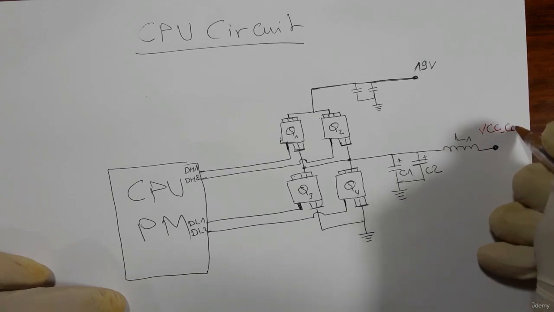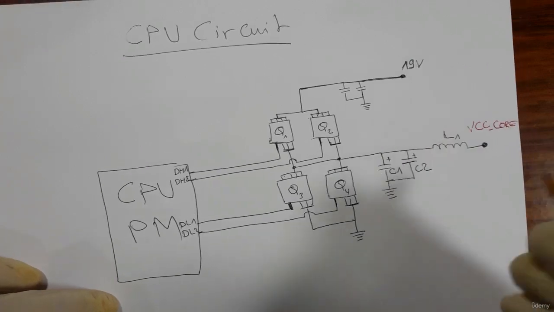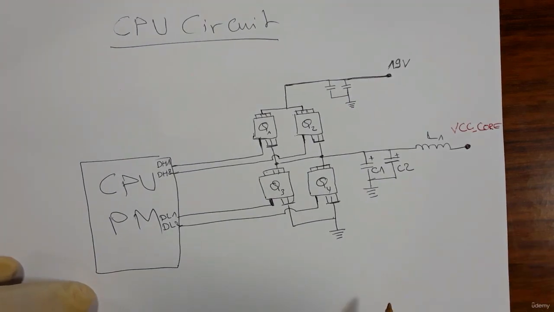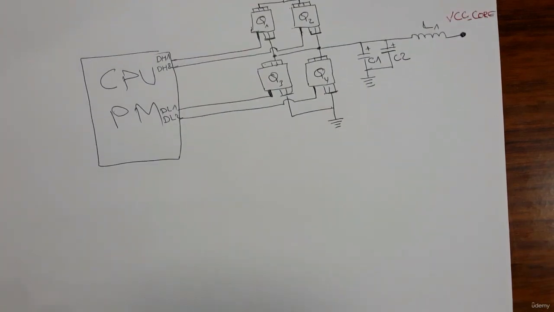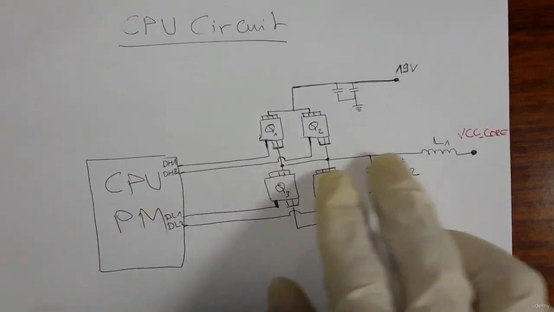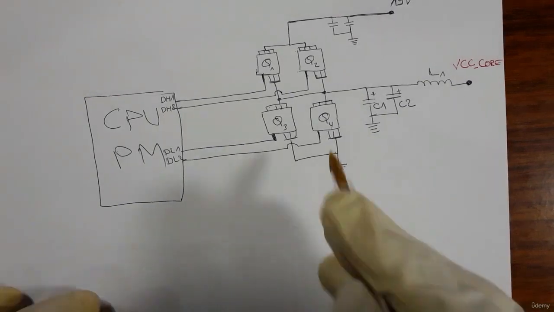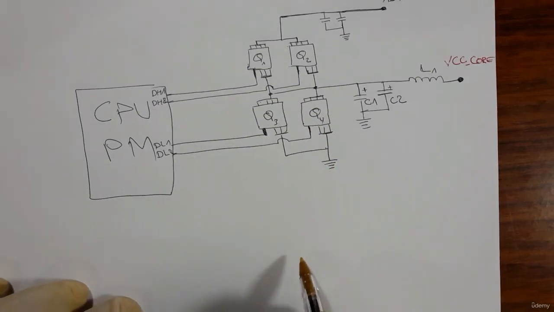VCC core. The VCC core is the main power for the CPU. Okay, so the same, this is just the first channel. Okay, this is the first channel. We have here another channel exactly like this channel here.